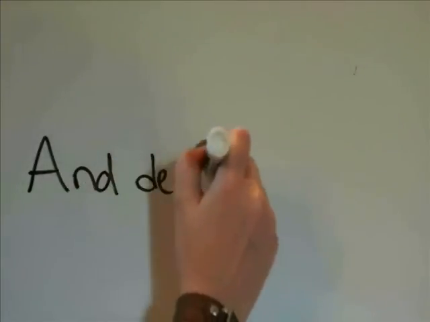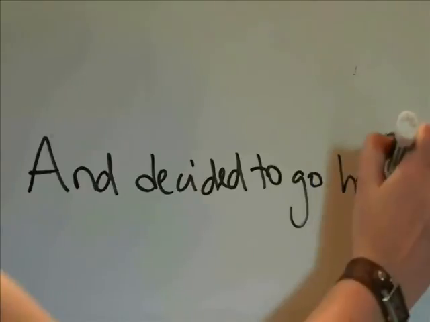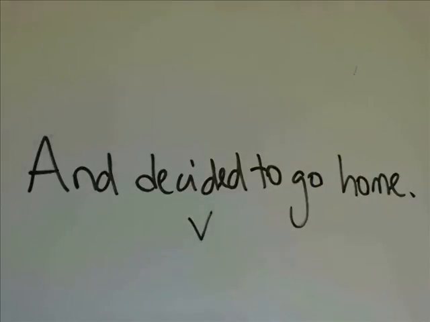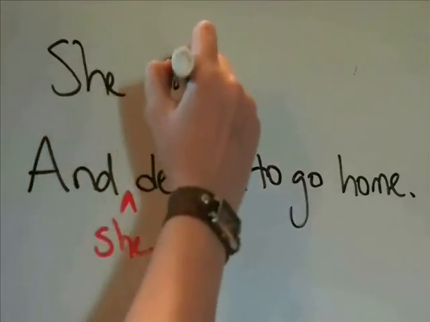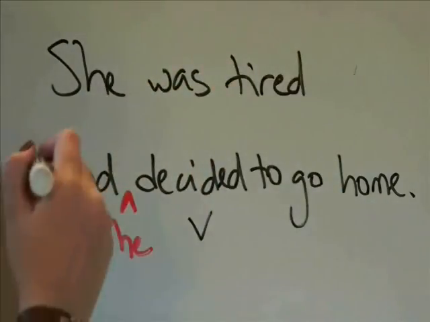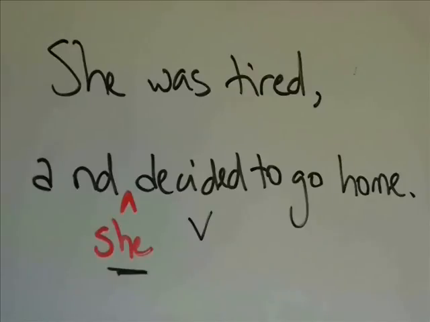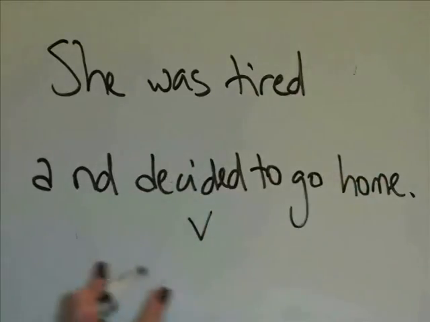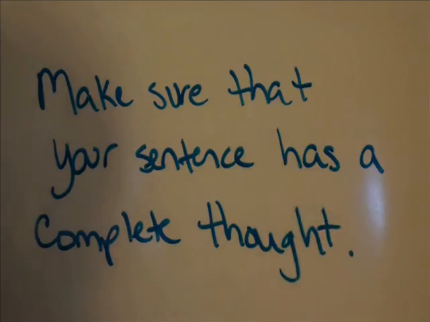Now let's try this with a simple sentence. You'd be surprised how often this happens, even though it seems very basic. If you have then decided to go home, decided is your verb, but you need a subject, she. Now, this gets tricky because we want to add stuff like she was tired and she decided to go home, or she was tired and decided to go home. Either way, you want a subject and a verb in order for your sentence to be complete. You have to have a complete thought.